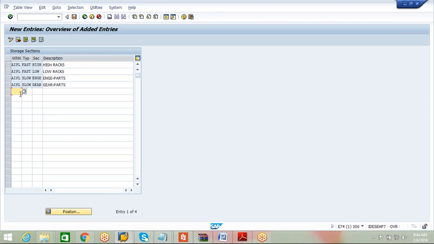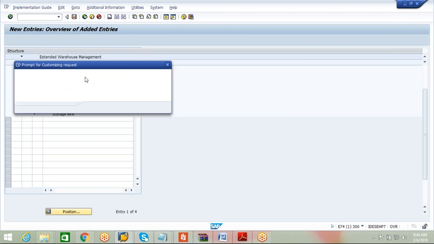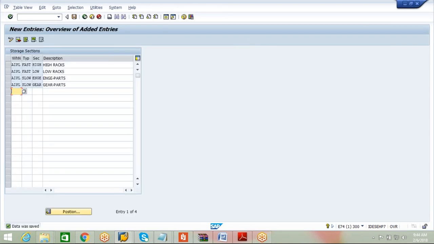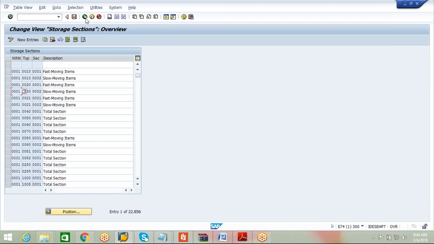Bulk, I am not maintaining any storage section. One open area. Each storage type, we have two sections. Okay. Next, further structure.